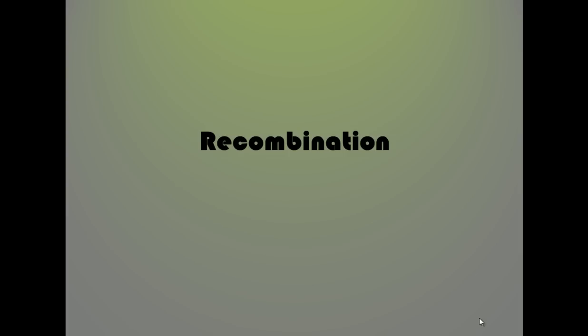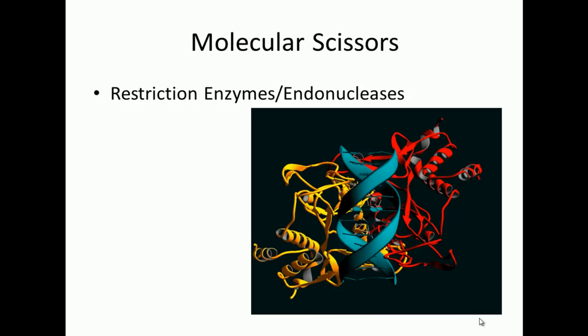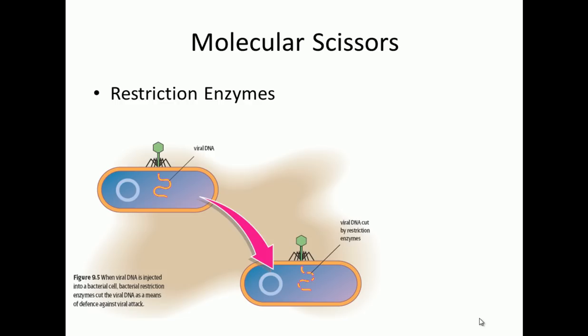Okay, so the first process that we're going to look at is recombination. In order to undergo recombination, you need restriction enzymes or restriction endonucleases. These are called molecular scissors because they are molecules or proteins that cut DNA at a particular point. They are naturally found in bacteria, and it's kind of like the bacteria's immune system, whereby it will cut up viral DNA because a virus wants to insert its DNA into the bacterial chromosome, and the restriction enzymes can cut up the viral DNA before it inserts, therefore it's useless really.